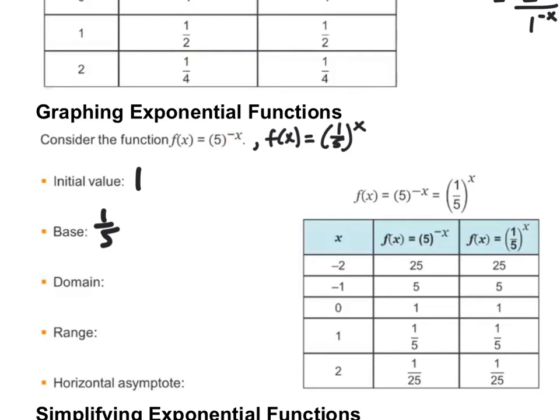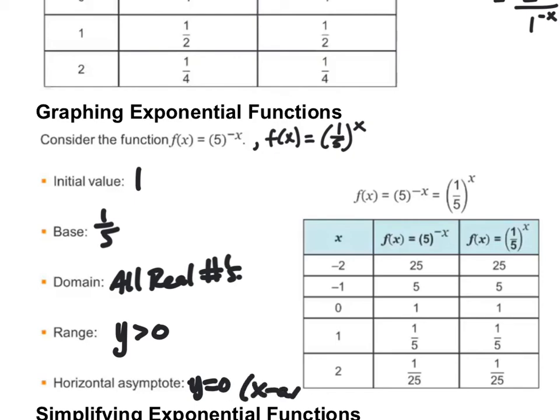My domain is true for all exponential functions. It's going to be all real numbers. And then notice that all of my y values here are positive. So my range is going to be y is greater than 0. My horizontal asymptote is y equals 0, which is the x-axis.